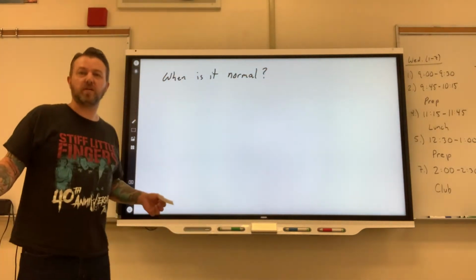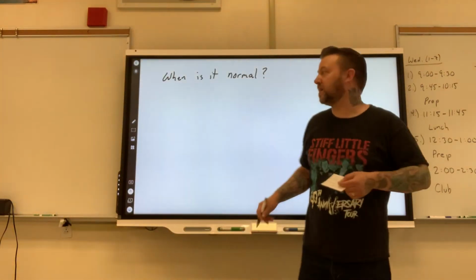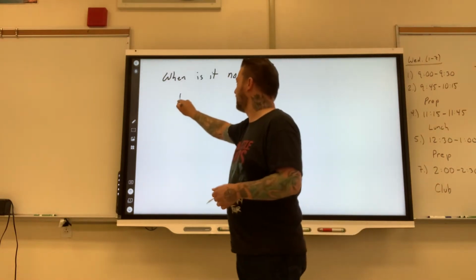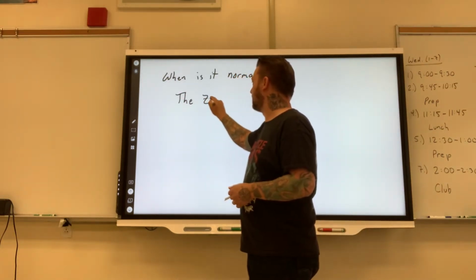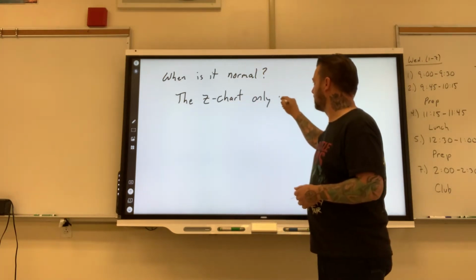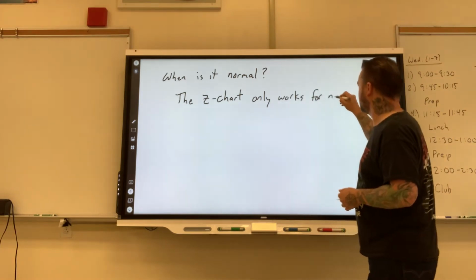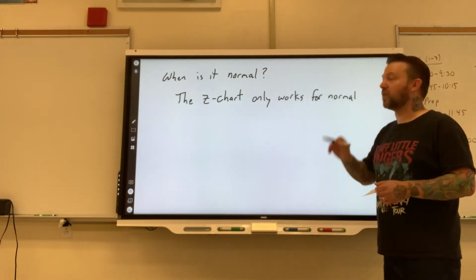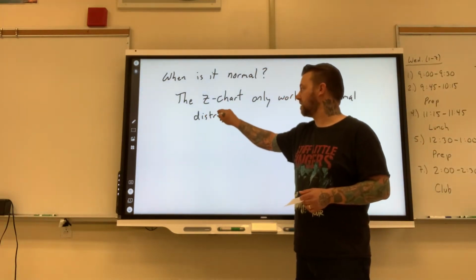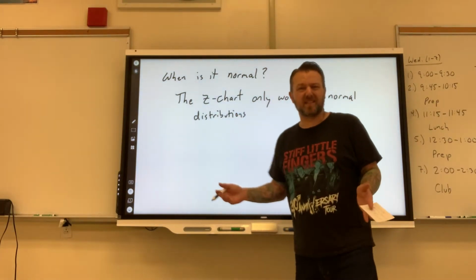So when is it normal? How do we know? Why does it have to be normal? Well, let's think about that. We learned the z-chart, right? The z-chart only works for normal distributions. And that makes sense, doesn't it?